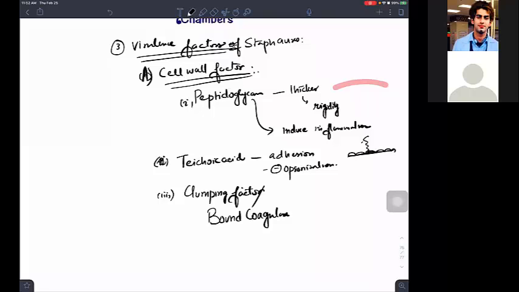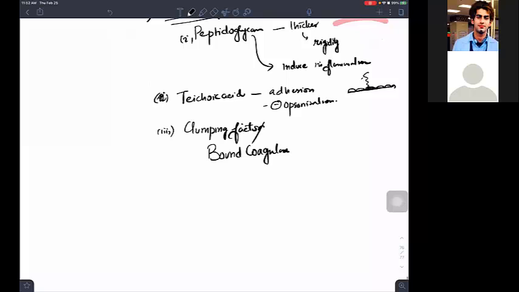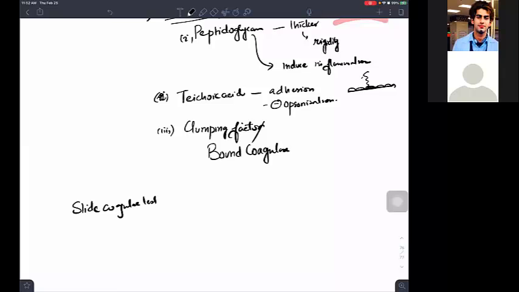Okay, I will give you a principle to remember something. Yesterday we were taught two tests, the slide coagulase test and the tube coagulase test. So where are we actually using them? Let me tell you the principle first. The slide coagulase test is used to detect bound coagulase, and the tube coagulase test is used to check whether the bacteria have free coagulase.